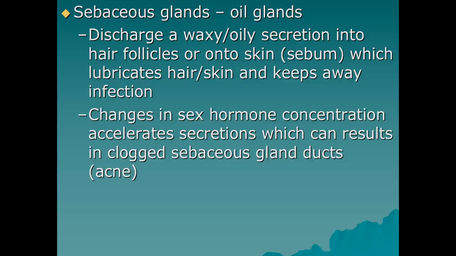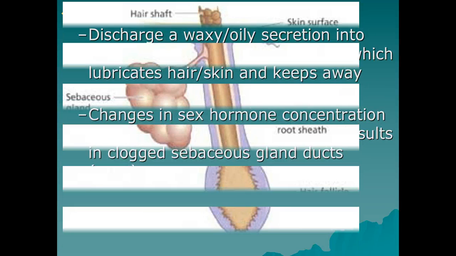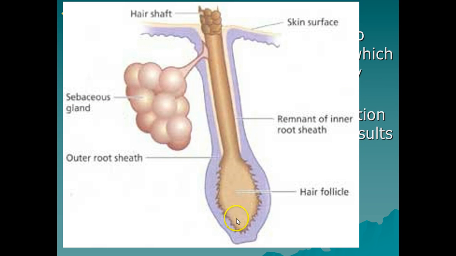And changes in sex hormone concentrations, typically resulting from puberty, can cause accelerated secretion, and accelerated secretion results in clogged sebaceous glands. Clogged sebaceous gland ducts end up becoming acne. So if you're looking at here, hair follicle, hair shaft or root, sebaceous gland secretes under the hair, boom.